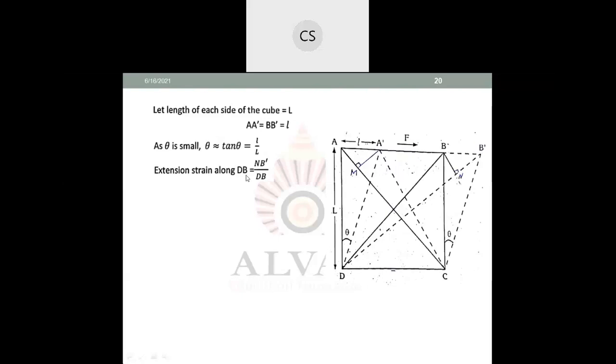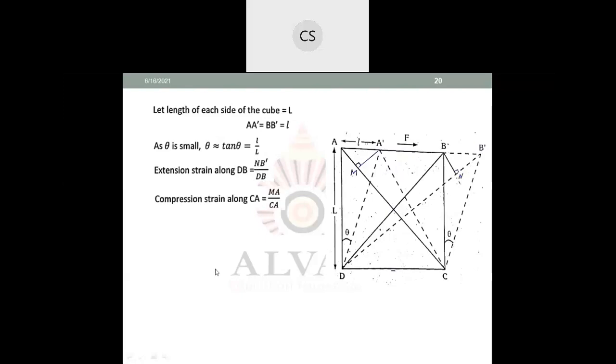You can write the extension strain of DB along DB as NB dash. What is NB dash? That is the change in length, because of the perpendicular drawn. The length of DB and DN is the same, so the extra length of the diagonal, DB dash, is nothing but NB dash. So that is the change in length. Therefore, change in length NB dash divided by DB, the original length of the diagonal, is the extension strain along DB.